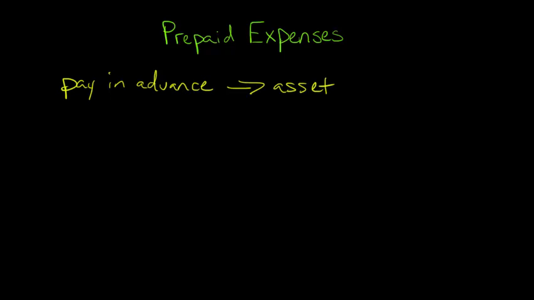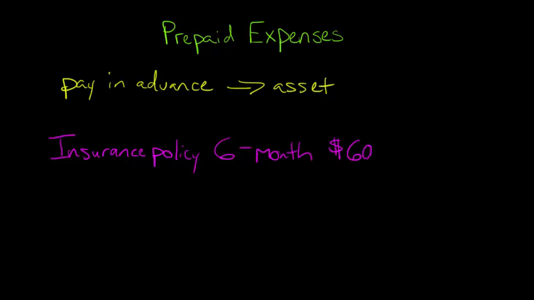So it's best to illustrate prepaid expenses with an example. Let's take an insurance policy. Let's say that your firm purchases an insurance policy for 6 months. It's a 6-month policy, and let's say that costs $600. It's going to be $100 a month. But they prepay, they pay in advance the entire $600, and then they're going to get the benefit of that insurance policy over the 6 months to come.